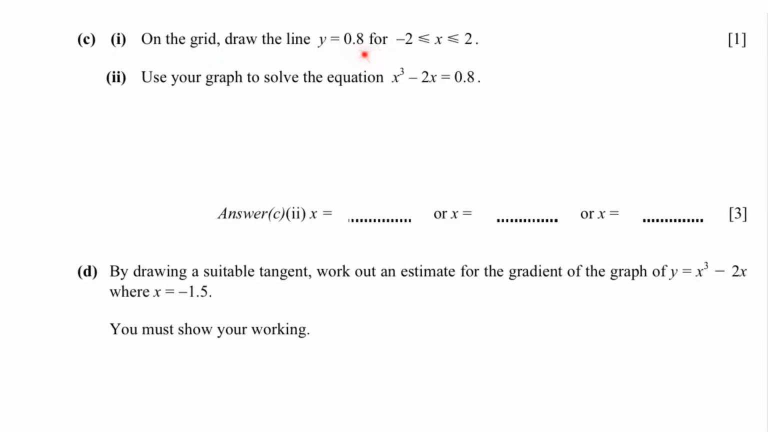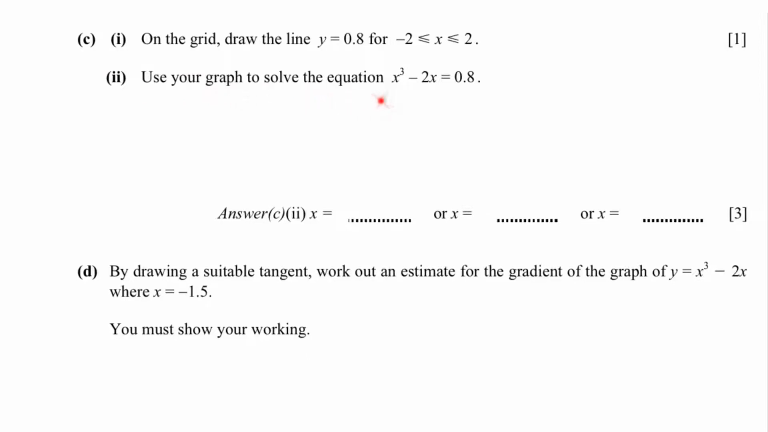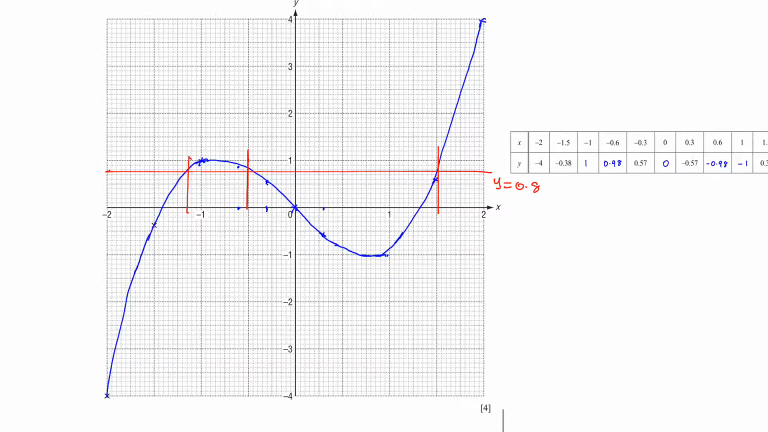On the grid, draw the line y is equal to 0.8 for the values given here. So we finish drawing the line y is equal to 0.8. To use your graph to solve the equation x cubed minus 2x is equal to 0.8, it means we have to find the x value when y is 0.8. We have to find the point of intersection of the line with the curve, the x value for it. So I've drawn the lines here. These are the 3 x values you will get when y is equal to 0.8: x is equal to -1.2, x is equal to -0.5, and x is equal to 1.55. They always give you a range of values that you can write and you will get the right answer.